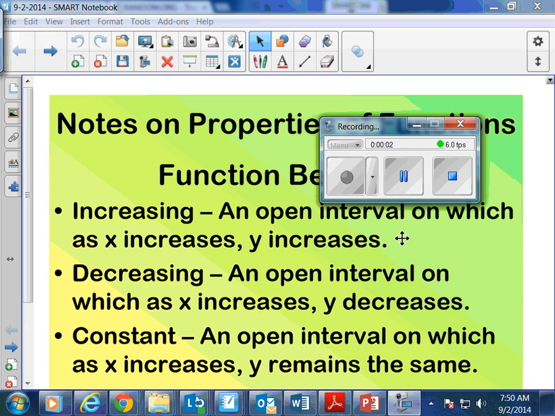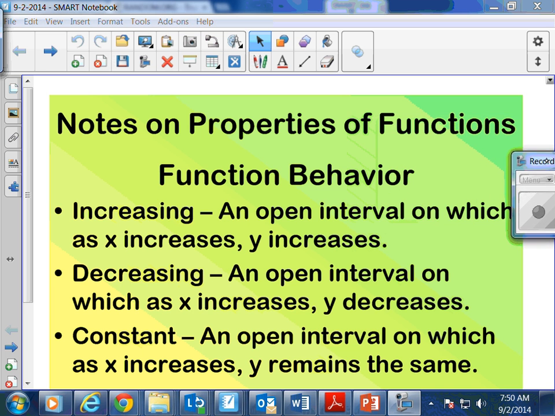Good day, class. Today we're going to go over some notes, particularly pertaining to properties of functions and function behavior. I'm going to need you to get out your paper and write all this down, because these definitions are important. I want you to look at these definitions, then look at the work we're going to do, and then revert back to the definition and make sure you understand the mechanics behind each of these definitions.